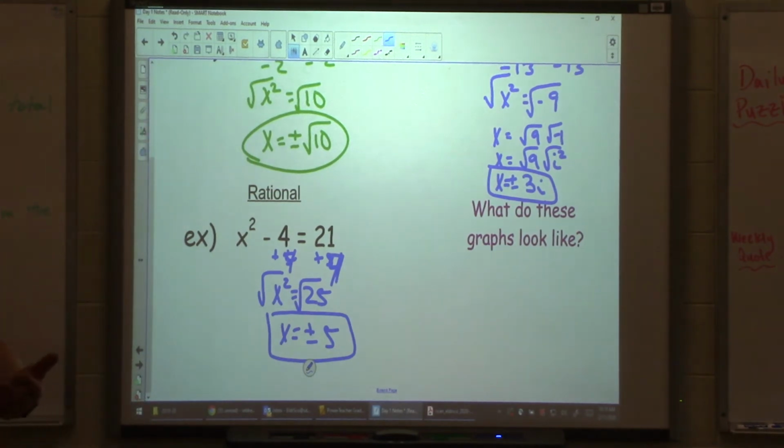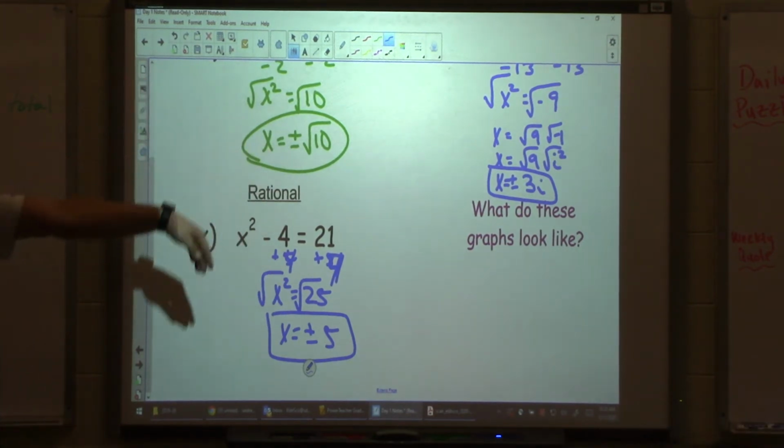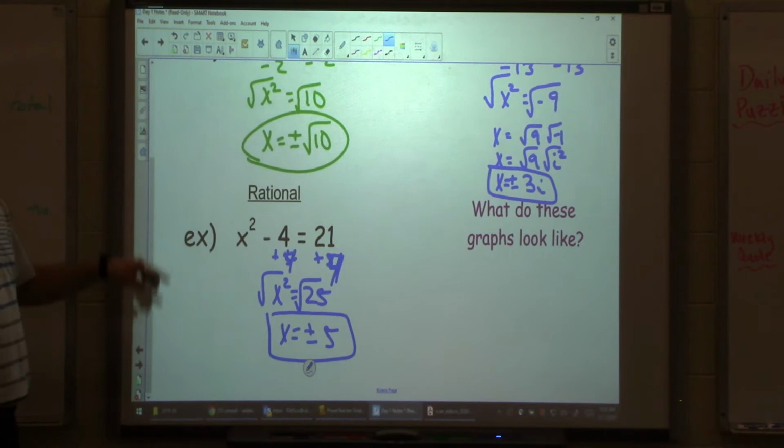Okay, does that make sense? So we have 3 types of answers. You can have imaginary solutions, you can have irrational, or you can have rational. Alright? Cool? We're not looking at their graphs. We don't want to look at their graphs yet.